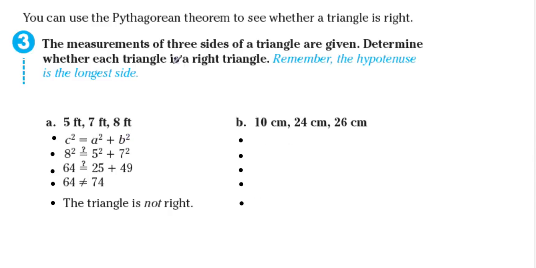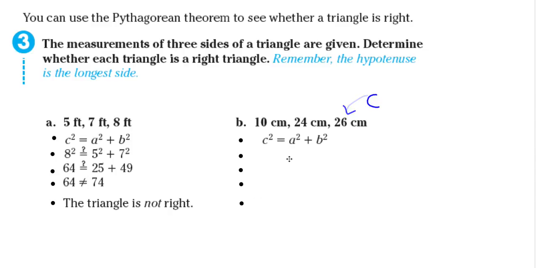Okay, let's look at letter B. 10 centimeters, 24 centimeters, and 26 centimeters. 26 centimeters is our hypotenuse because that's the longest leg. And let's find out if it is a right triangle or not.